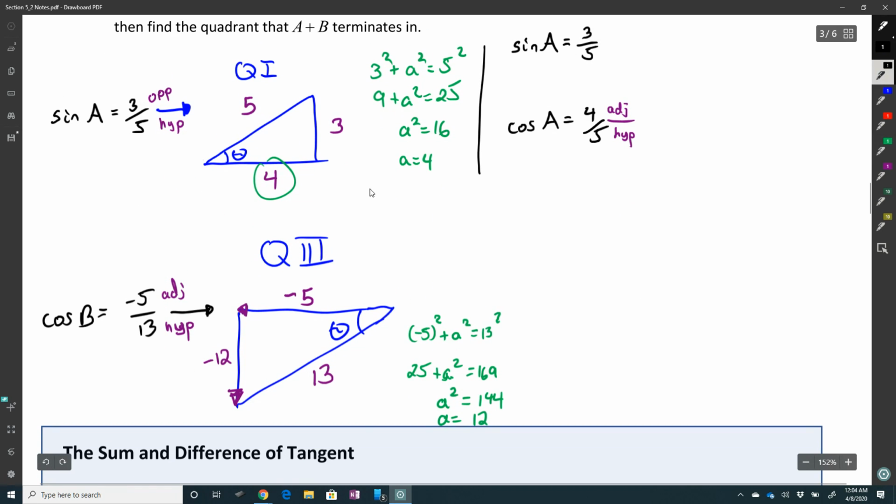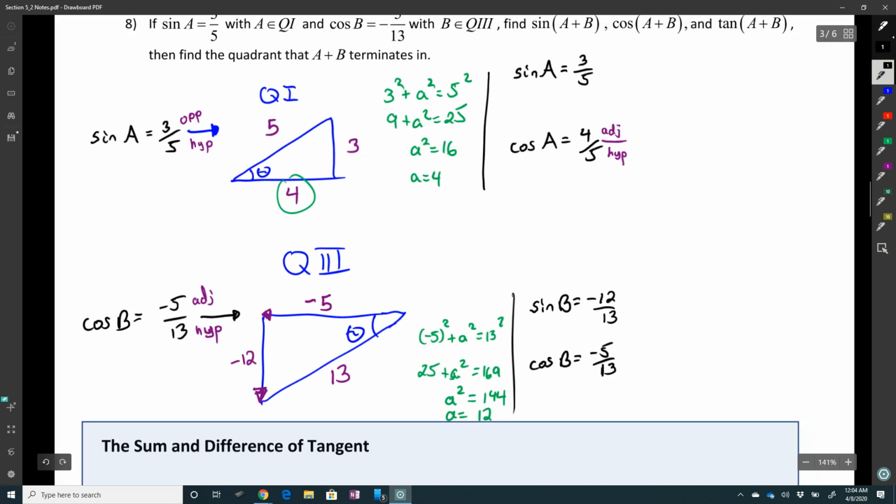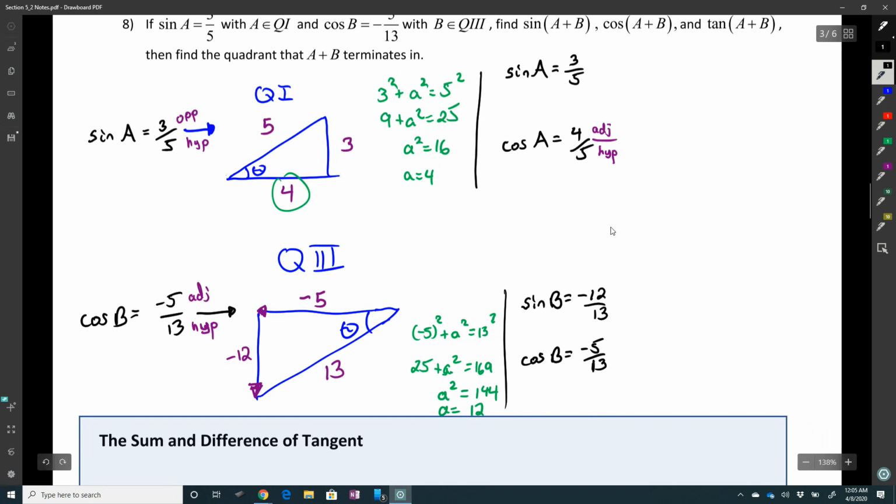Anyway, the whole purpose of doing that was, now that we have the B triangle, I know that sine of B is opposite over hypotenuse, and cosine of B was given to us. All right, so now I have these two things, and with that, I can just use my formula now.